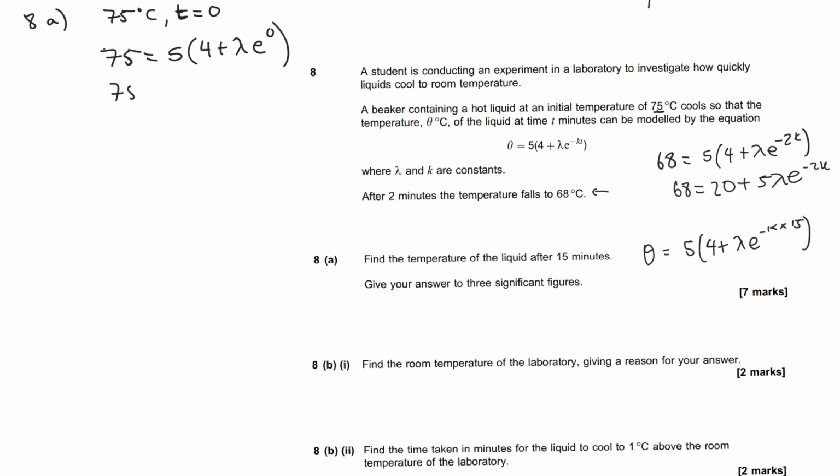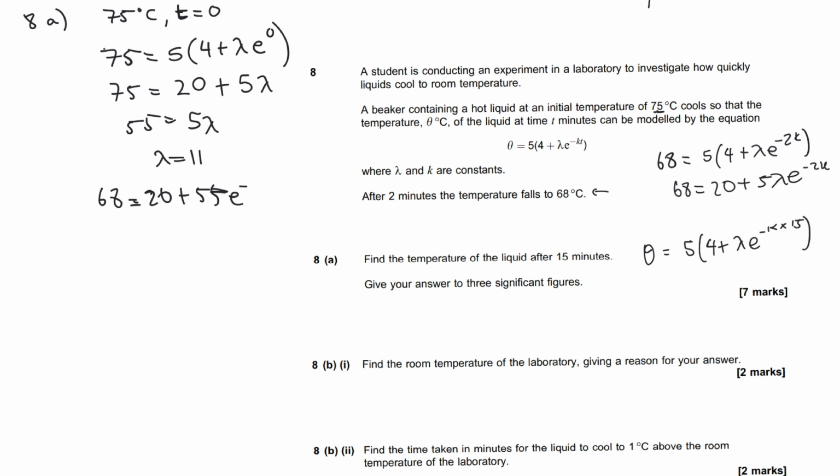So then we know that anything to the power of zero is also equal to 1. So if we were to expand that, that's going to be 20 plus 5 times 1, times lambda, which would be 5 lambda. And then rearranging, 55 is equal to 5 lambda, so then lambda is equal to 11.